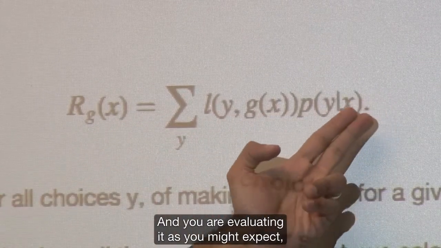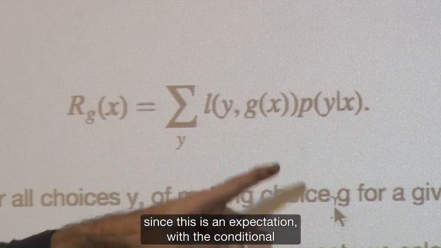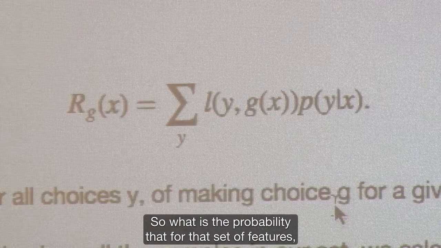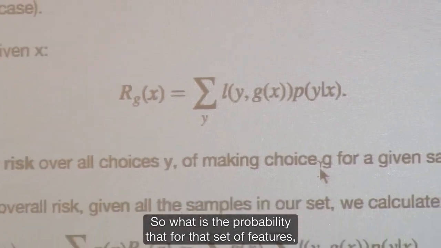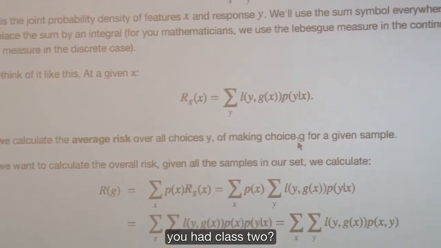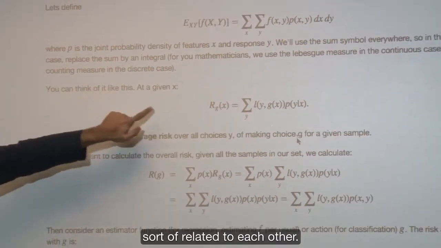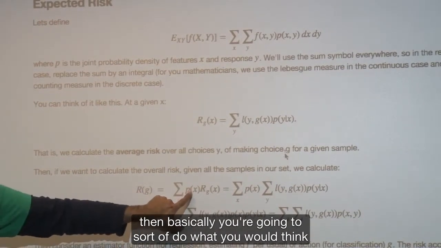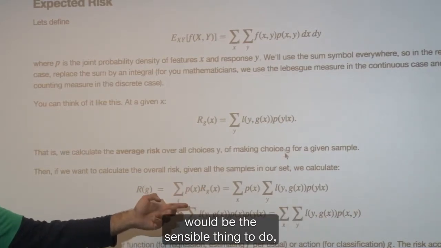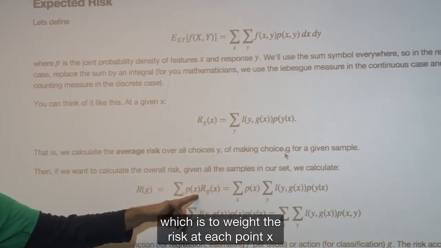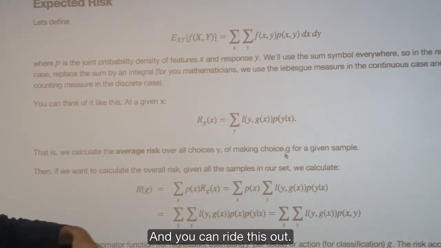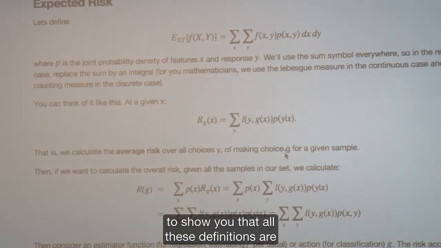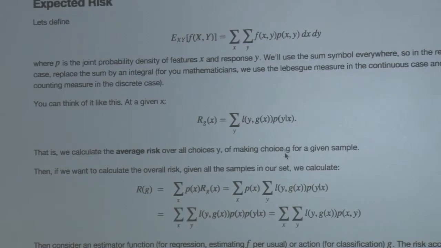And so you are weighting it, as you might expect, since this is an expectation, with the conditional probability of y given x. So at that x, what was the value of y? So what is the probability that for that set of features you had class 1, or for that set of features you had class 2? And you can see that these formulas are actually related to each other. If you want the expectation value over all the features of the risk, then you're going to do the sensible thing, which is to weight the risk at each point x by the probability at that point x. And you can write this out, and you can see that it basically gives you the same formula as up there. So this is just a little bit of algebra to show you that all these definitions are kind of identical.